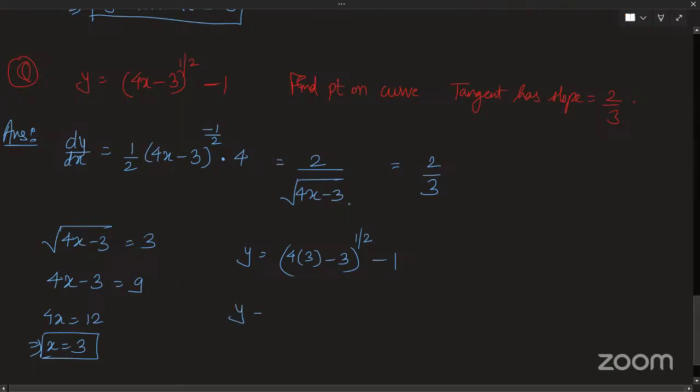So can you tell me what will be your value of y? Y is equal to 2. So, sir, the point will be 3 comma 2, right? 3 comma 2 is that point on the curve at which the tangent has slope 2 by 3. Great.